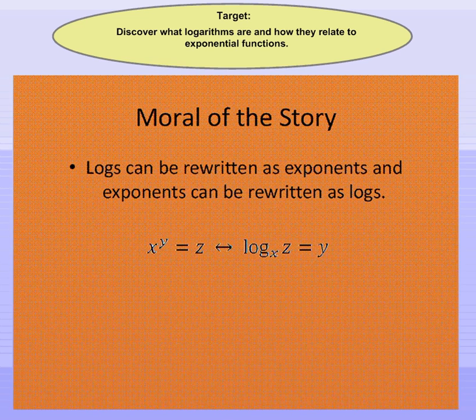The moral of the story is logs can be written as exponents and exponents can be rewritten as logs. Anytime you have an exponential function or an exponential expression, it can be rewritten as a log expression. Notice the double arrow here, stating that this can go in either direction. When you have an exponential with an x raised to a y power, which equals z, it can be rewritten as a log to that base of x, of that z, and it equals y. When you're rewriting in logs, the bases are found there. The exponent is what the log will equal.